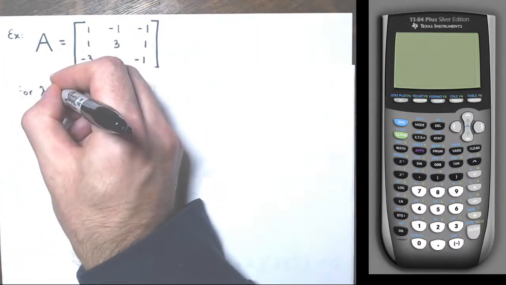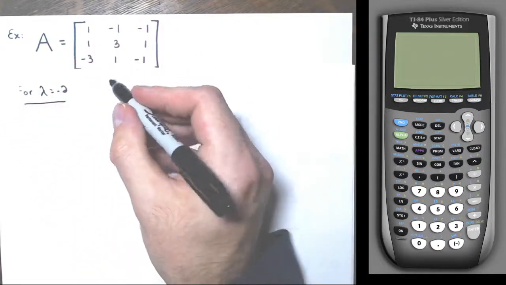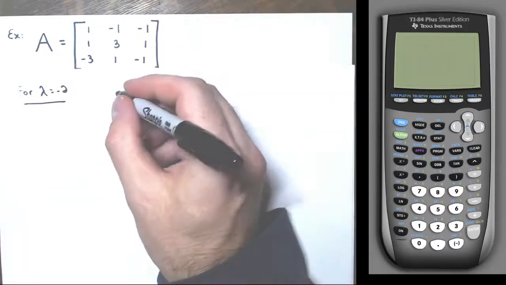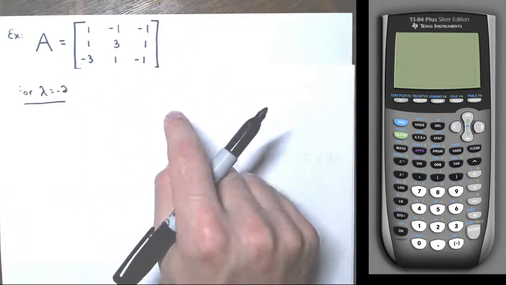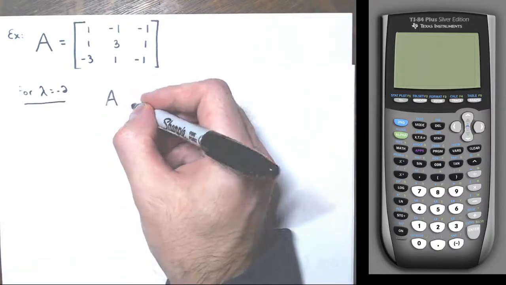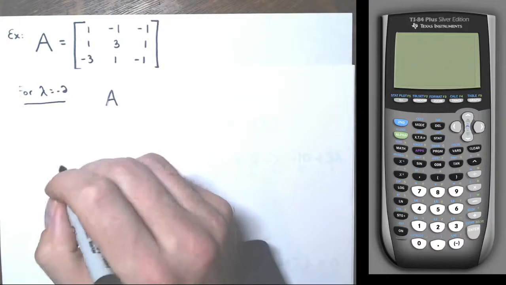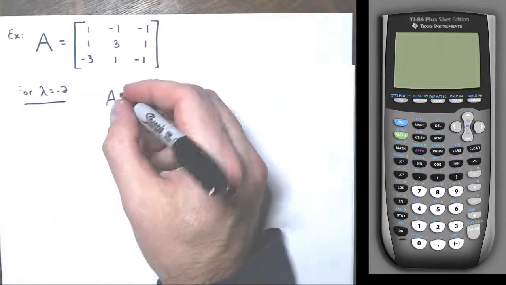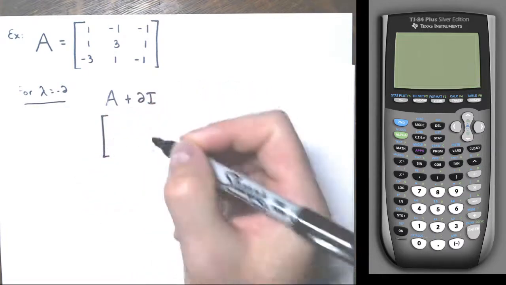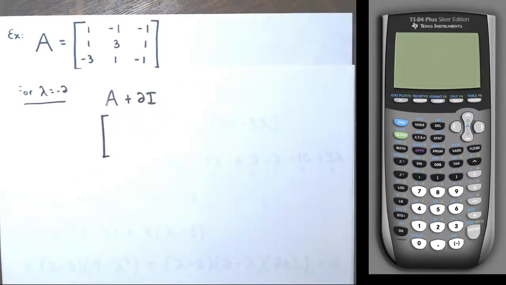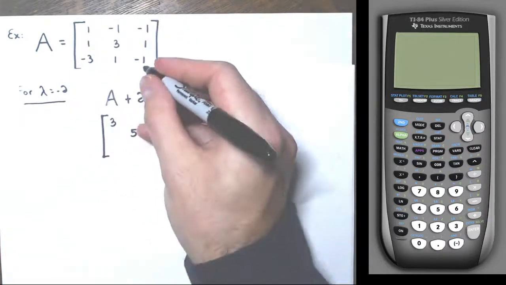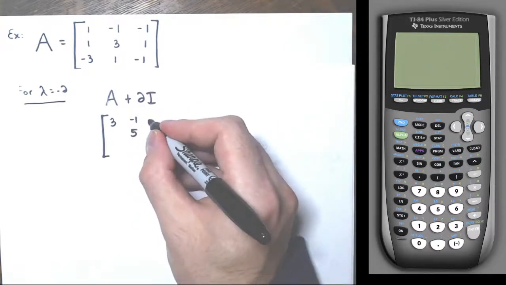So for lambda equals -2, I know I usually write out the equation and whatnot, but we're solving that equation, A minus lambda I times x equals 0, and it all boils down to just taking A minus lambda I and putting it into reduced echelon form, and then solving. So A minus lambda I here is A plus 2I. What does A plus 2I look like? It's just adding 2 to the main diagonal entries, so 3, and then 5, and then 1, and all the other ones remain the same.